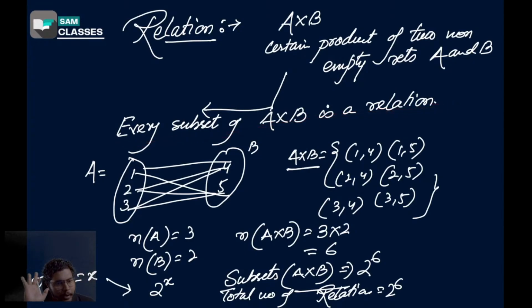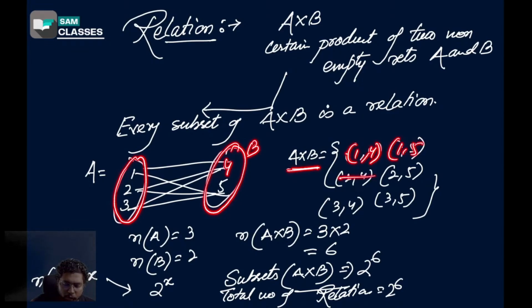So every subset of A cross B is a relation. We all know that. Next, we did A cross B. We took A as the elements 1 to 3, and B as 4 and 5. So first we found A cross B: 1 4, 1 5, 2 4, 2 5, 3 4, 3 5. Now how many elements are in A? 3. How many elements are in B? 2. So the number of elements in A cross B is 6.